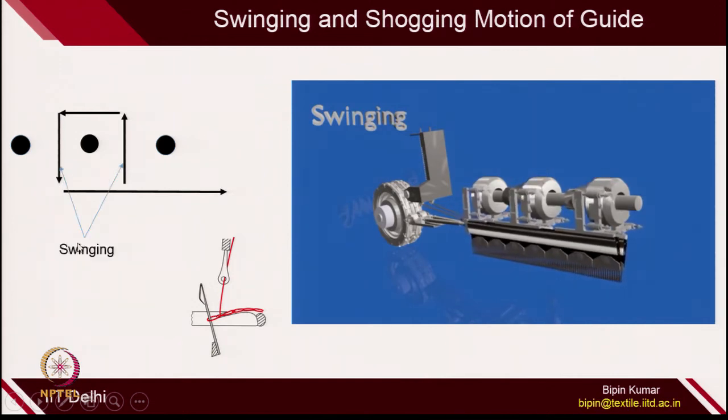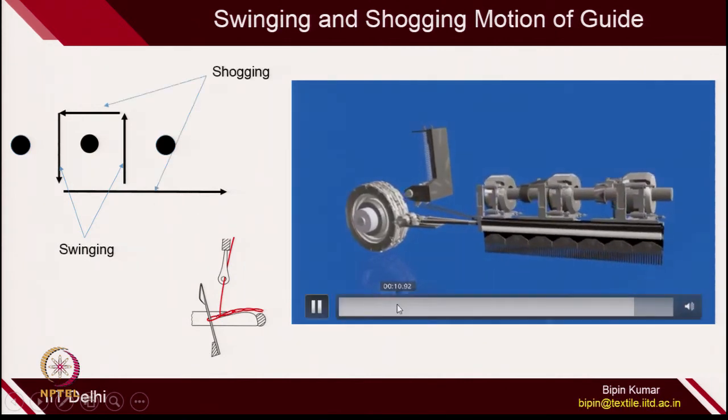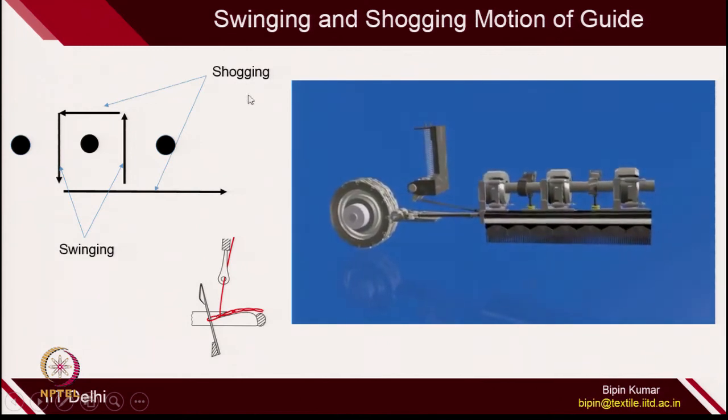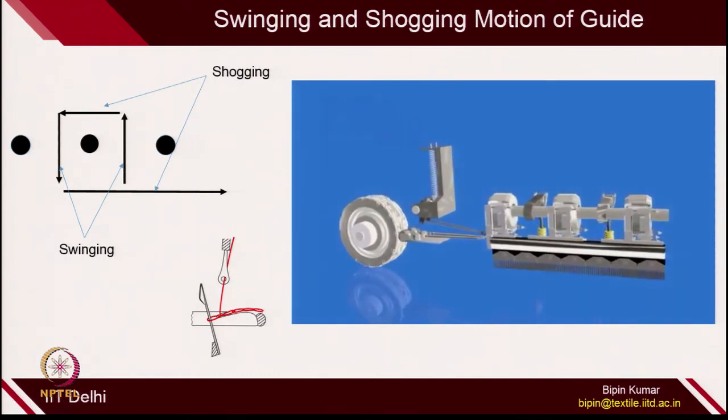One is from back to front, the other from front to back. These two are swinging motions, which is shown in the video also, going from front to back and back to front. The two other motions, one is on the front side of the needle and the second one is at the back side of the needle. This is called the shogging motion. In all warp knitted structures, because the guide is responsible for providing the yarn, this swinging motion and shogging motion is extremely important. And if you change the shogging motion, then you can create different types of fabric structures. That I am going to explain in a few slides.